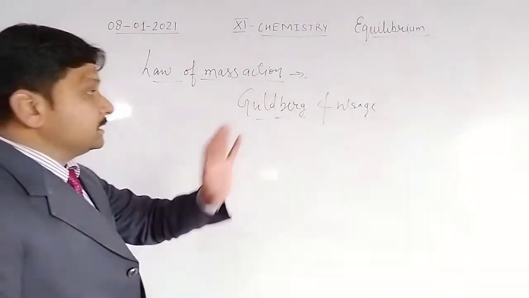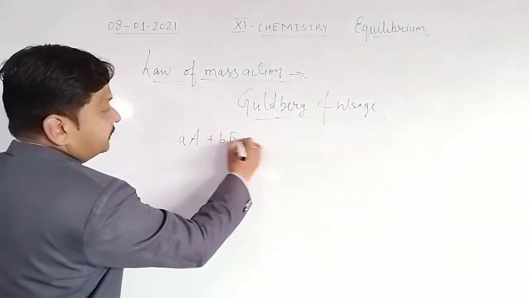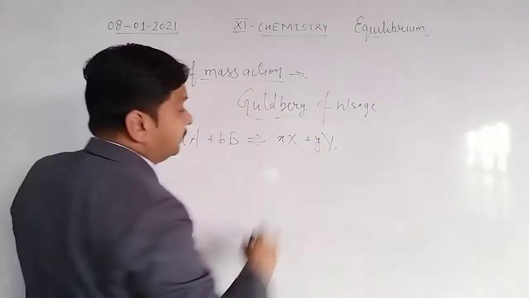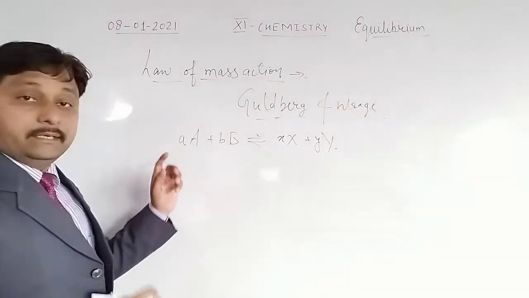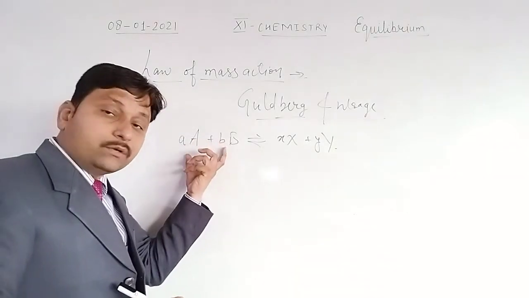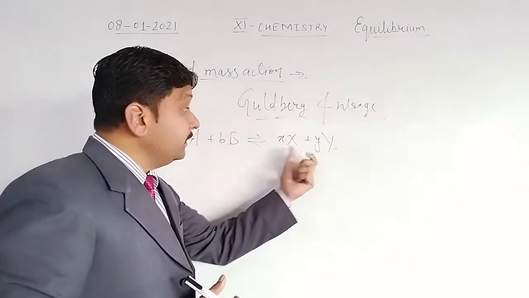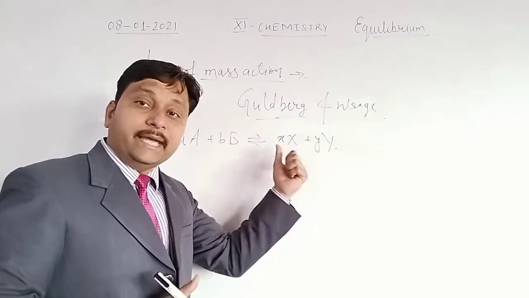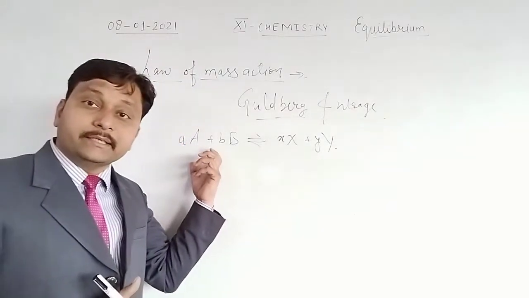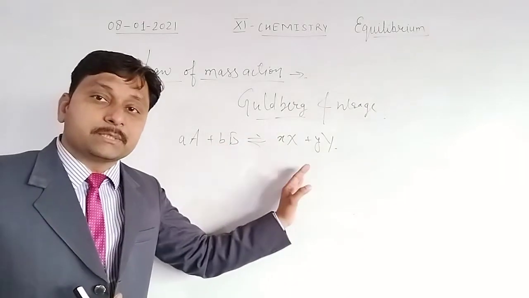If we talk about a simple equation, for example, small a capital A plus small b capital B, reversible, small x capital X plus small y capital Y. See here, small a and small b are the stoichiometric coefficients of A and B. Small x and small y are the coefficients of X and Y. X and Y are the products, and capital A and capital B are the reactants. Clear? And this reaction is represented as a reversible equation.